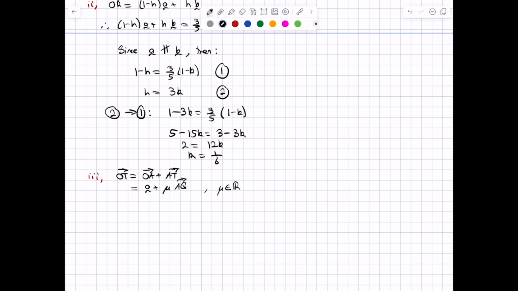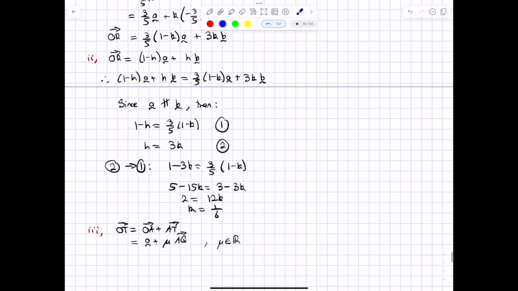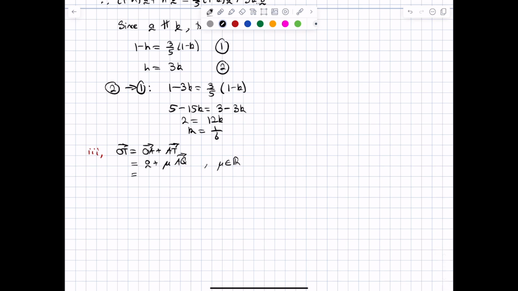Okay, but AQ, I can express that in terms of A and B. That's simply traveling along negative A plus 3B. So I'll write that in. I've got this as A plus mu (negative A plus 3B). Let's collect the A's and the B's. So (1 minus mu) A plus 3 mu B. That's my expression for OT.